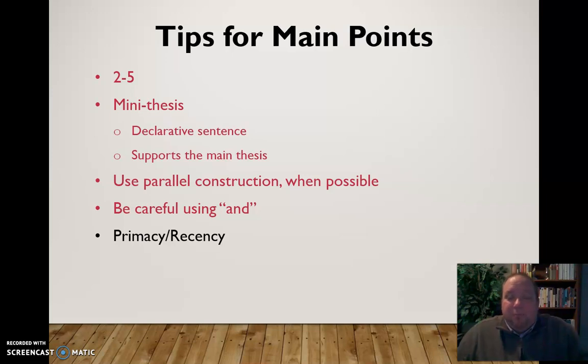You don't put your most important point in the middle. You put it first or you put it last because people are more likely to remember it that way. So keep in mind the idea of primacy and recency in developing main points as well and organizing those main points.